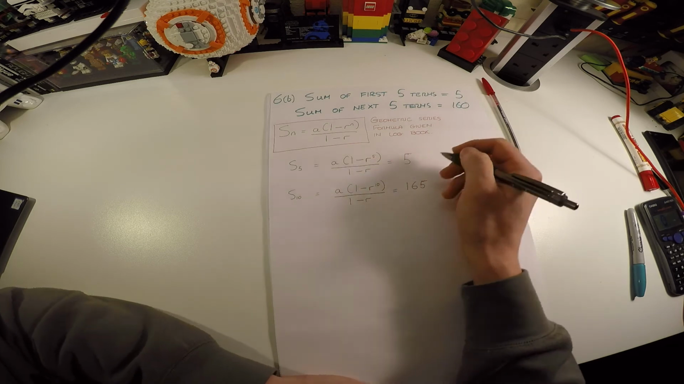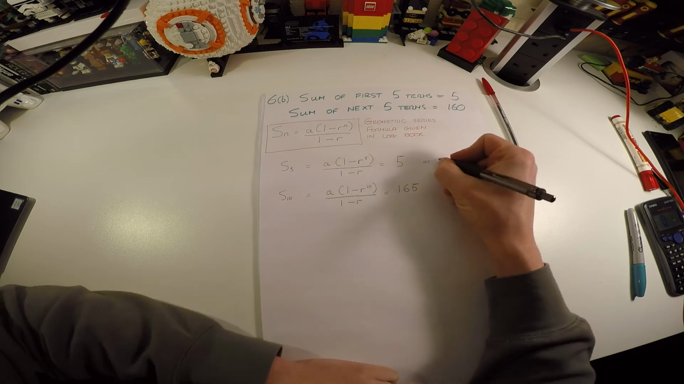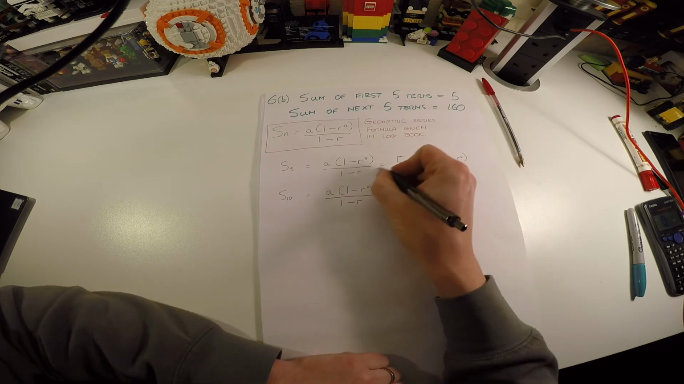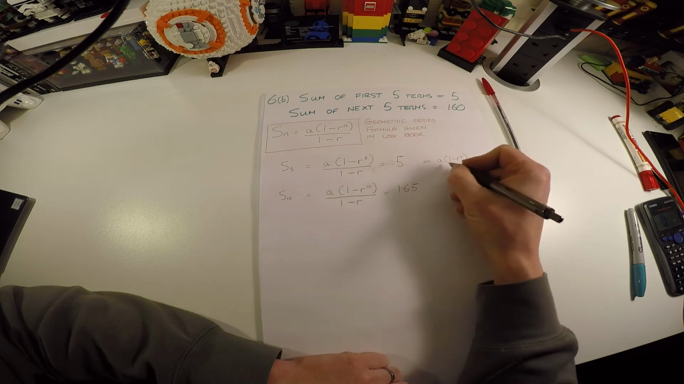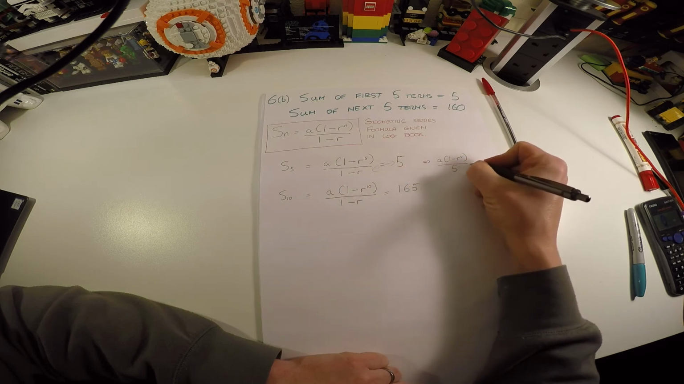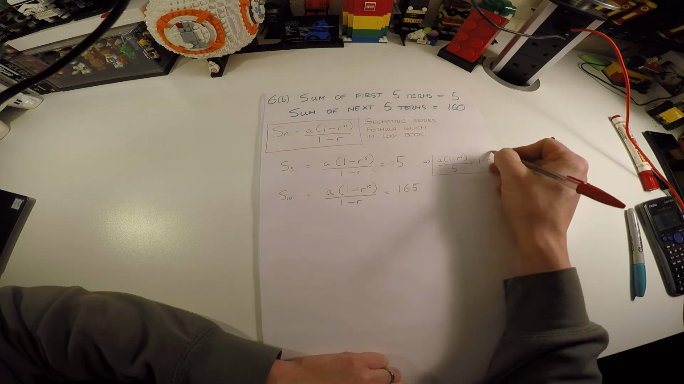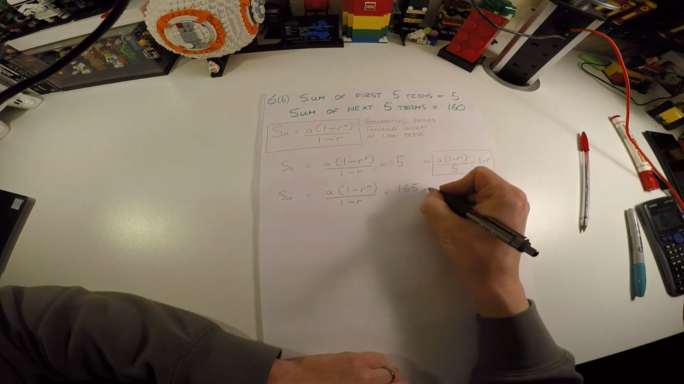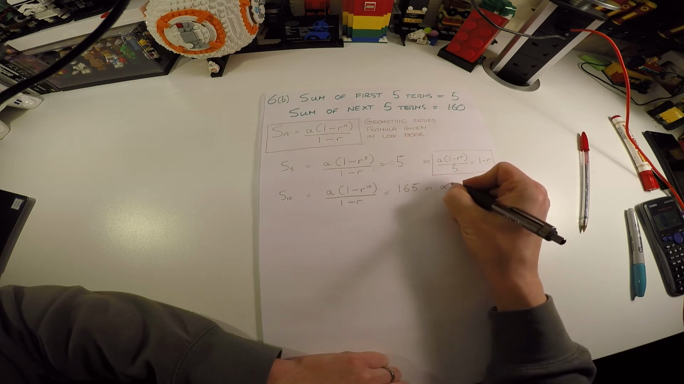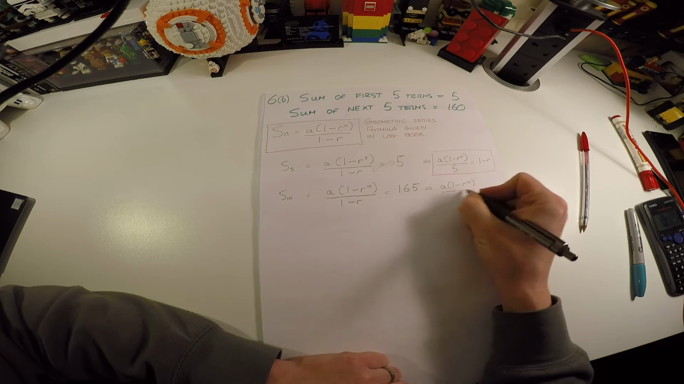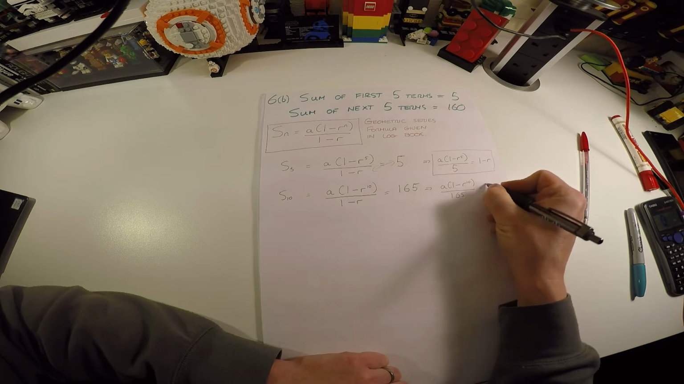A small rearrangement on each of these would say this. A times 1 minus R to the 5 still on top, but I'm going to switch places with these two. So I'm going to bring the 5 down here and the 1 minus R up to there. Literally just rearranged it. I'm going to do the exact same thing here: A times 1 minus R to the 10 over 165 is equal to 1 minus R.